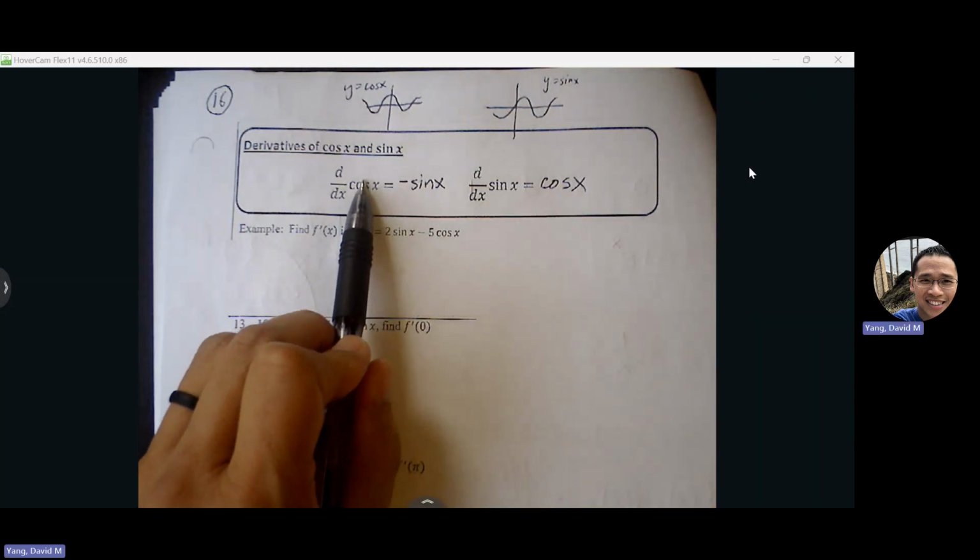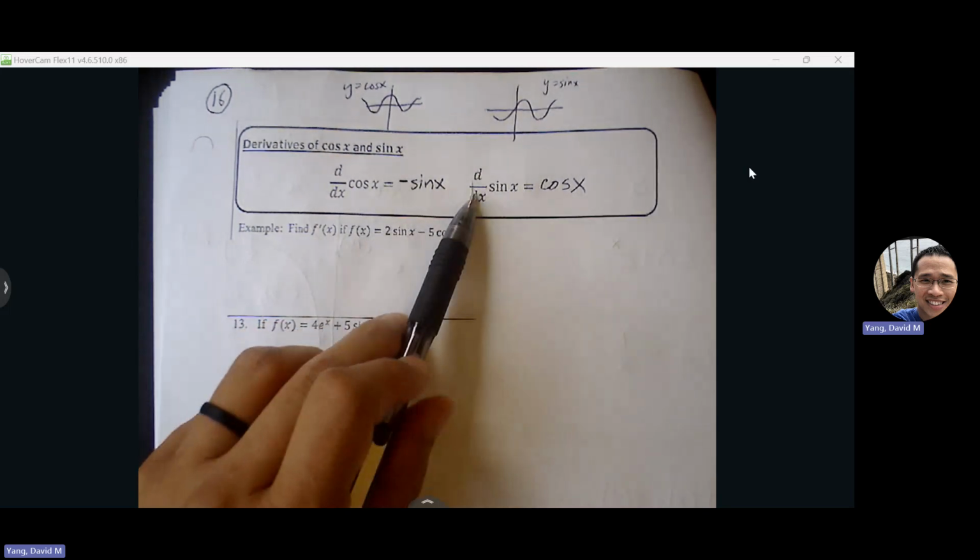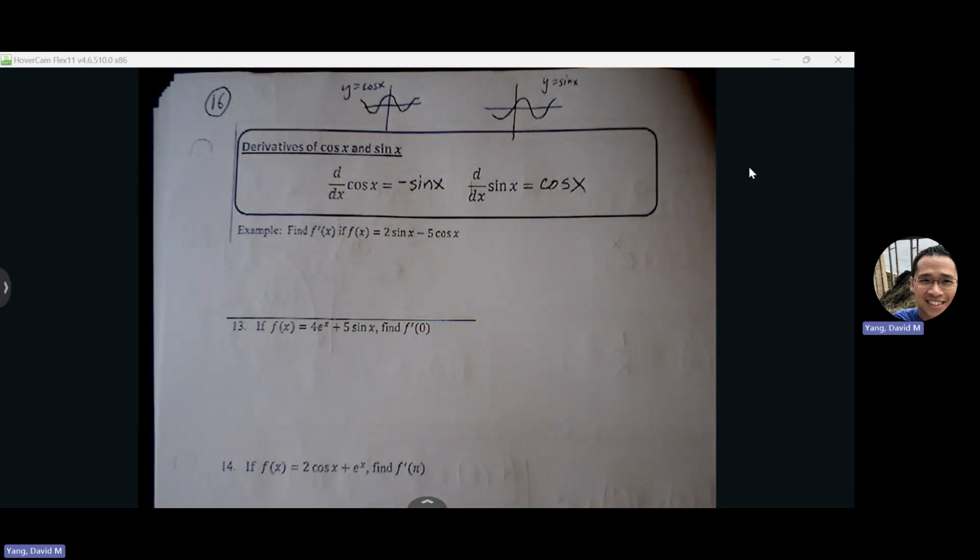Again, there's more involvement. If this was cosine of 3x or cosine of x squared minus 4, then the derivative is going to be a little bit more involved, but we'll do that later on. We'll do that when we get to chain rule, but right now we're just going to learn just the basic parent functions' derivatives.